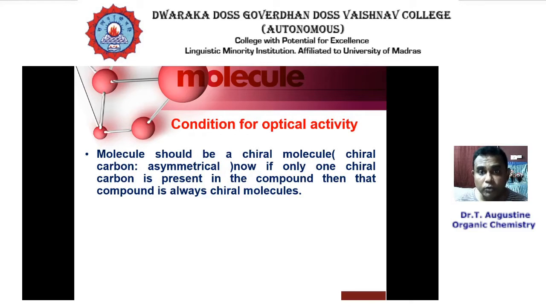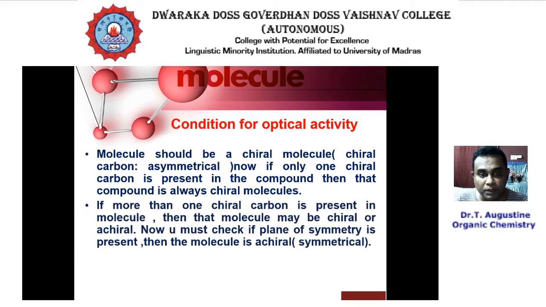For a molecule to exhibit the phenomenon of optical activity, it should be a chiral molecule. We have already studied what a chiral molecule is, which is also called an asymmetrical molecule. A chiral molecule is one which has a chiral carbon present in it, and all chiral molecules can exhibit this phenomenon called optical activity.